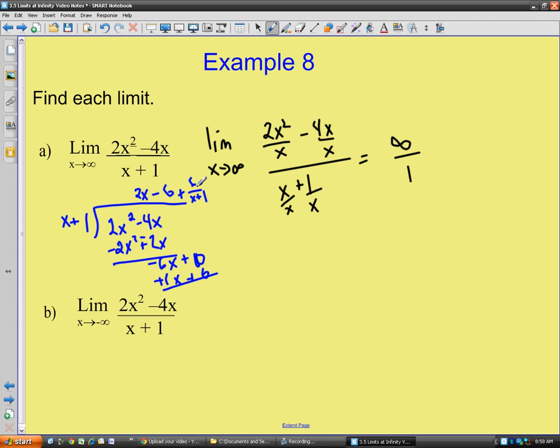Same thing will happen with the next one. I'll end up with negative infinity, and if I did long division, I would find that 2x minus 6 is my slant or oblique asymptote, and hopefully you remember that from Algebra 2 and pre-calculus. But this guy will also go to negative infinity, and so remember, if you have any questions on any of this stuff, please come to class prepared to ask them.